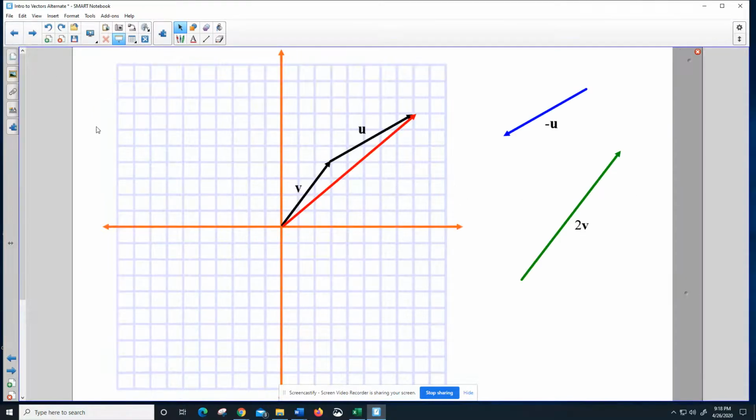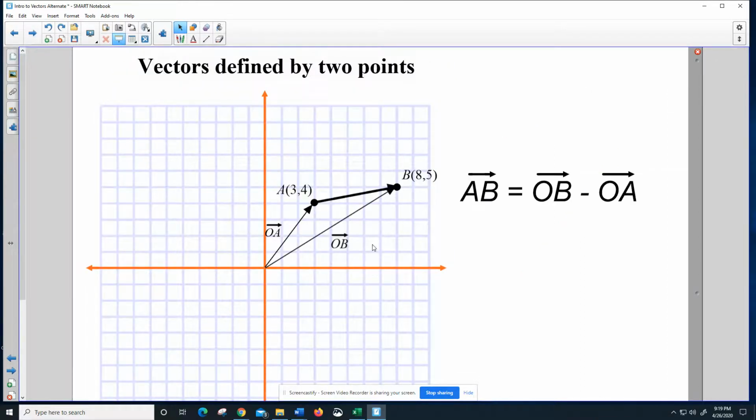We now have easy ways of adding them. It's just about adding or subtracting the individual components. And we have an easy way to represent the vector from one point to another. It's just subtracting the vector to the second minus the vector to the first. All right? There's one last thing we're going to take a look at in this video.